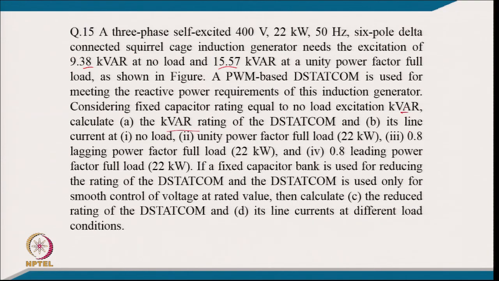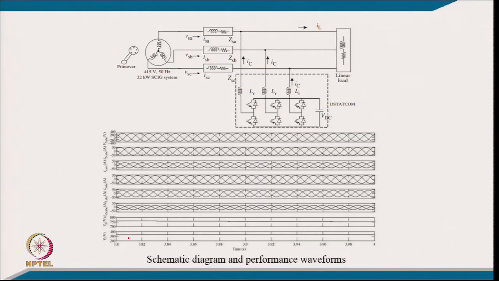Calculate the kVAR rating of the STATCOM and line current at no load, at unity power factor load of 22 kilowatt, at 0.8 lagging power factor full load of 22 kilowatt, and at 0.8 leading power factor. A fixed capacitor bank is used to reduce the voltage rating of the D-STATCOM, and the D-STATCOM is used only for smooth control of voltage at the rated value. Then calculate the reduced rating of the D-STATCOM and its line current at different conditions.